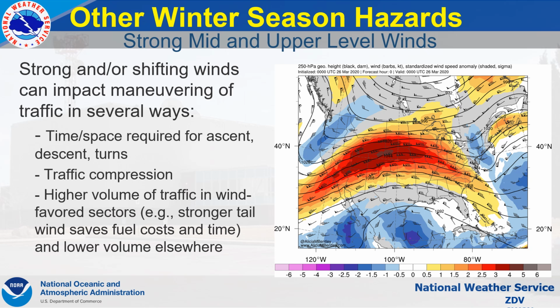For one, airlines want to take advantage of strong tailwinds and avoid strong headwinds. This will impact routing all across the area, resulting in monitor alert issues. The time and space required for ascent, descent, and turns can be impacted. That can result in compression. It can also result in, as mentioned, higher volume of traffic within the favored sectors. Again, typically we might see an increase in traffic where there are strong tailwinds or a decrease in traffic over certain areas where there are headwinds.